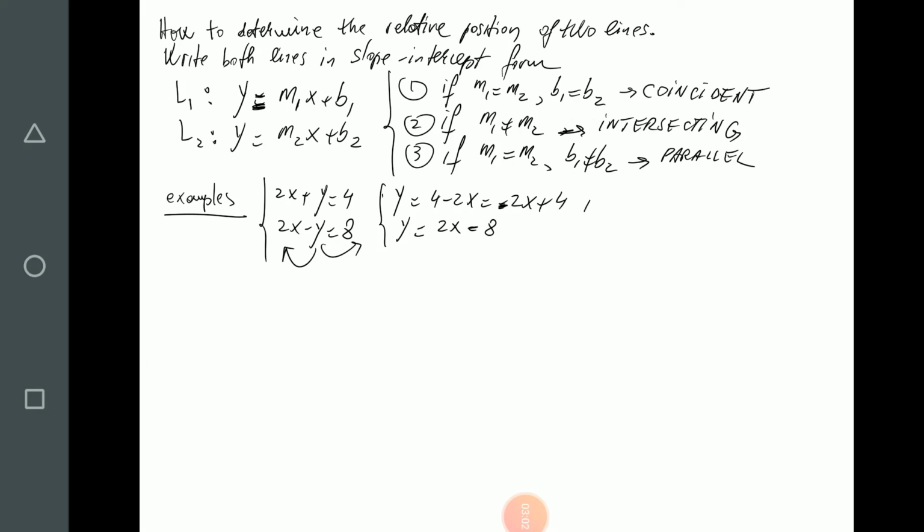Okay, so notice that the slopes are minus 2 and 2, which are distinct. So we are in the second case, and the lines are intersecting. Which means, in that case, we can compute the intersection point. So for example, if the question is to find the intersection point, you solve the system by elimination.